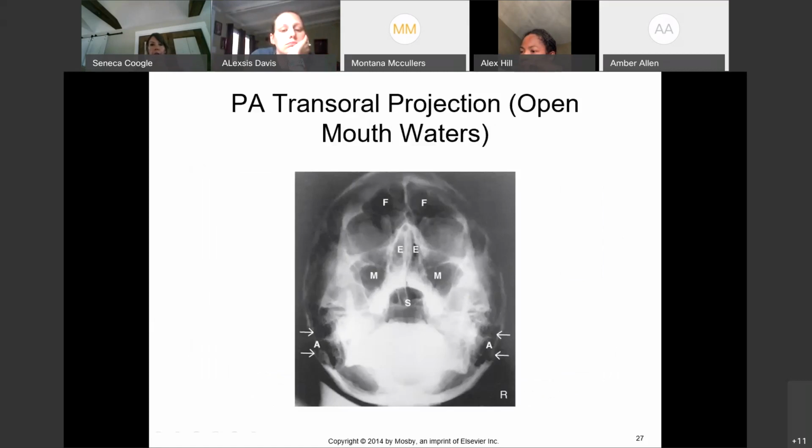The transoral projection, the open mouth Waters, this is a really good one, and I don't know why more departments don't do this one, because it is a really, really great image to be able to diagnose a lot of pathology and to see a lot more with the patient's mouth open instead of closed. But you can see how well the sinuses are seen in this image. And when the mouth is open, guess what? You're getting the teeth out of the way of the sphenoid sinuses. These normally aren't seen that well on a regular Waters image because the teeth are in the way. So when you open that patient's mouth, you can see them. It's just a lot better. Like I said, I don't know why more departments don't do this one.